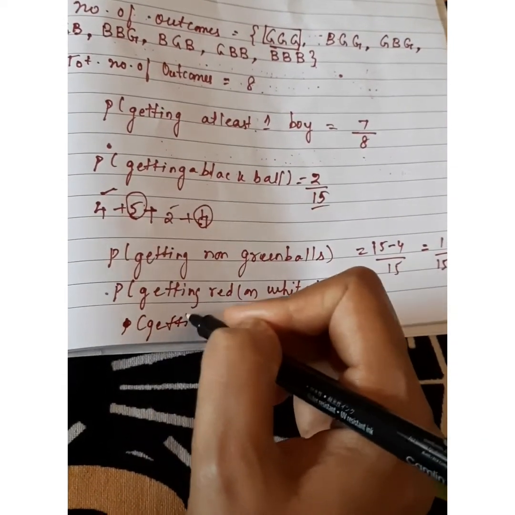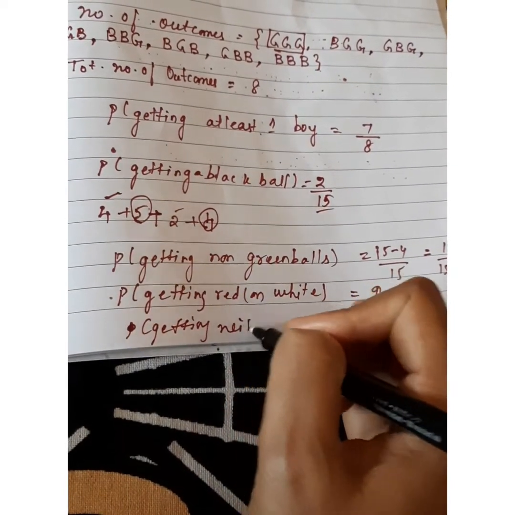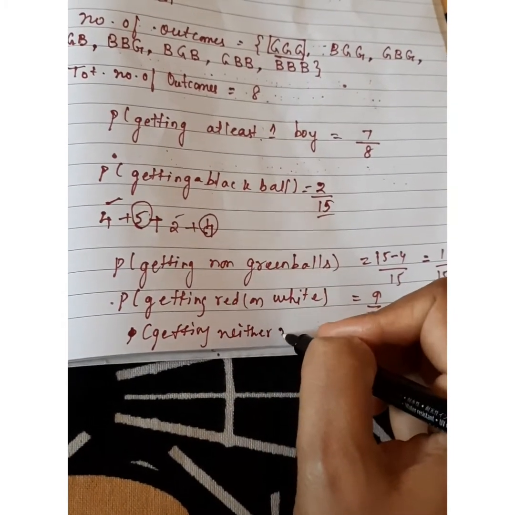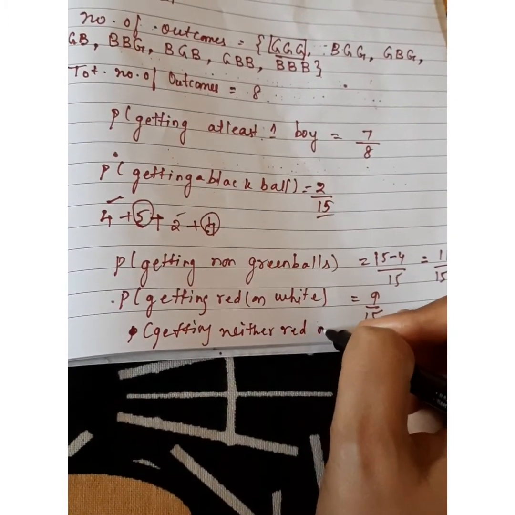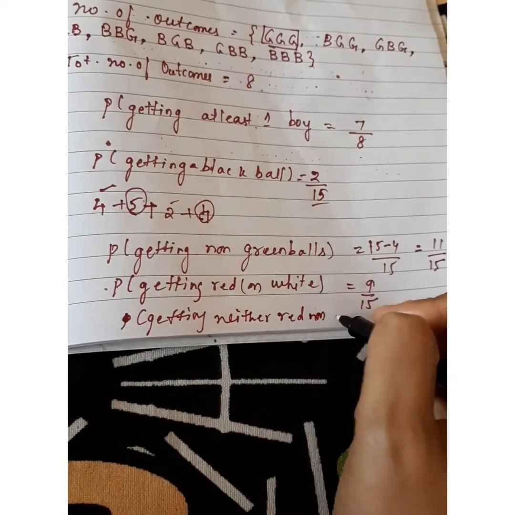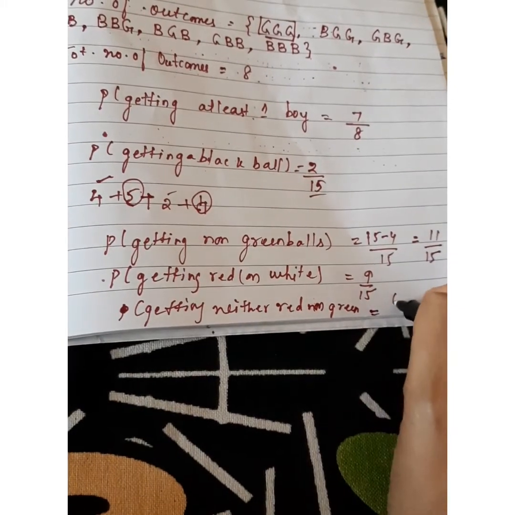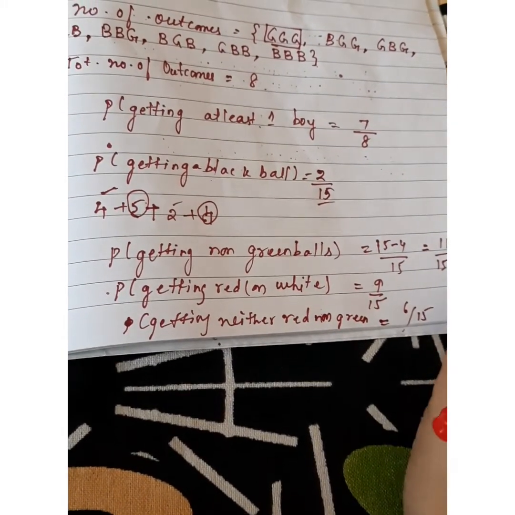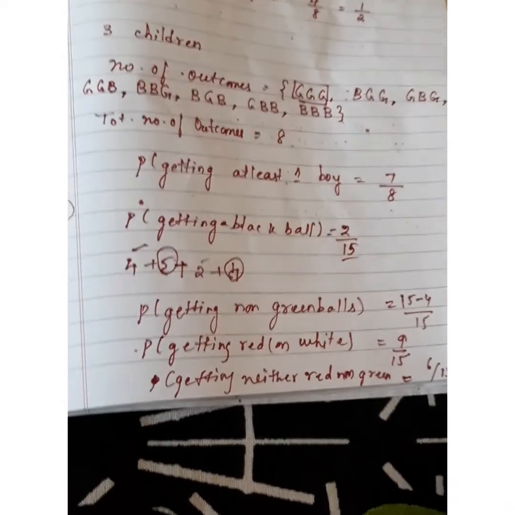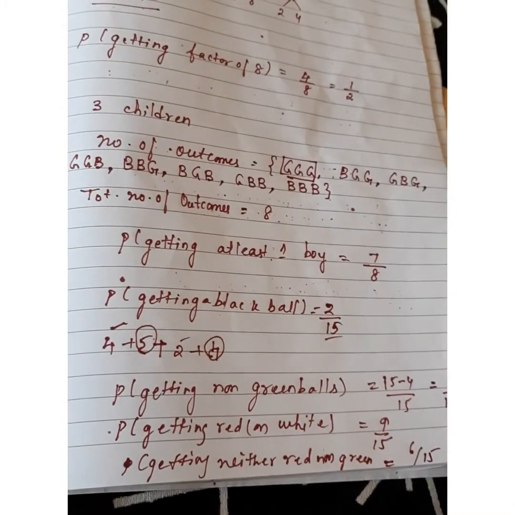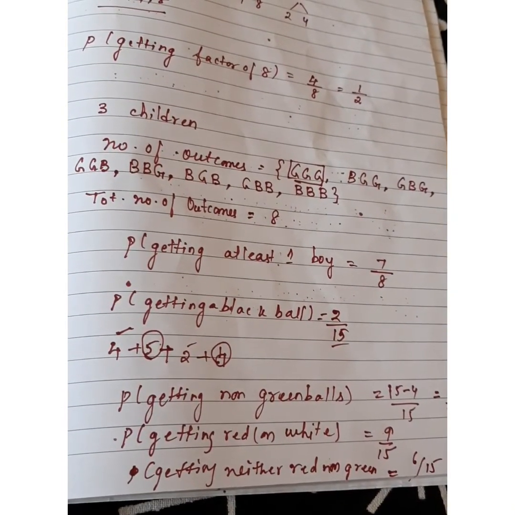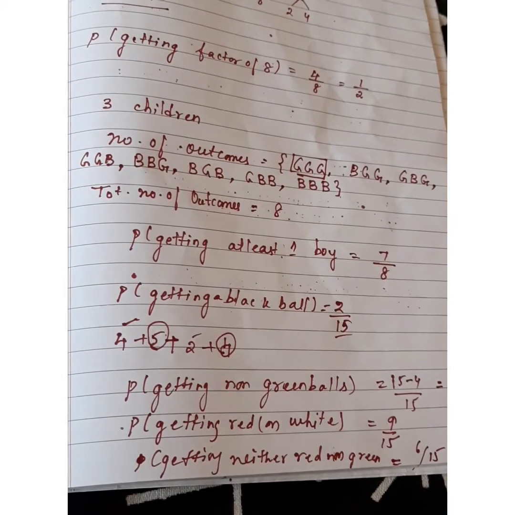Probability of getting neither red nor green, that's going to be 6 by 15. So excluding the red and green count, we get this probability for the fourth part.